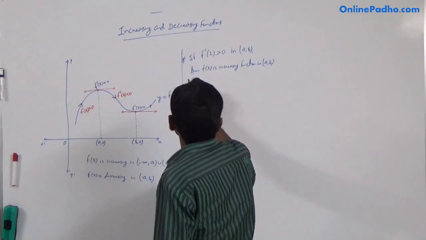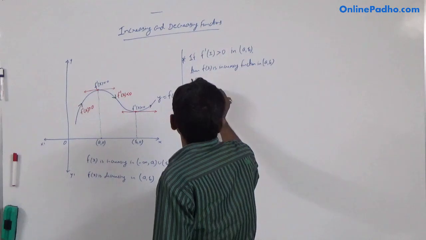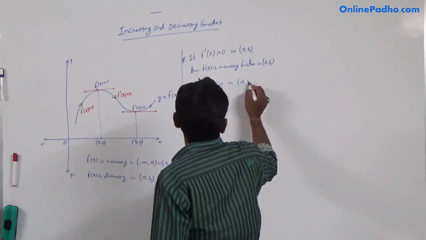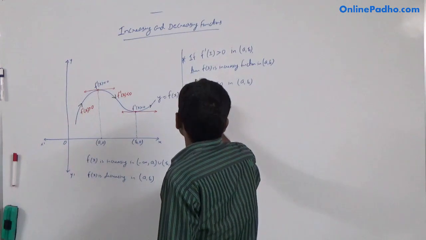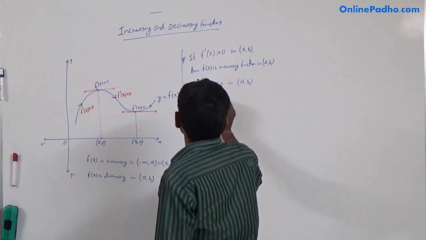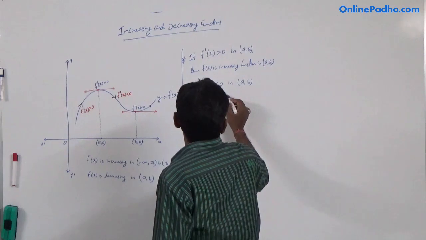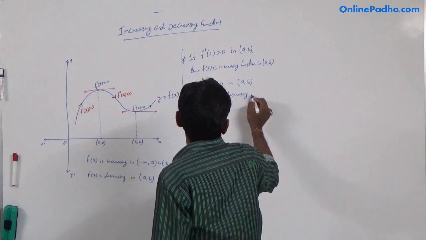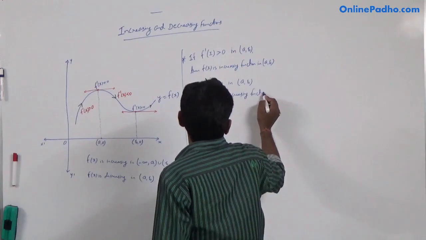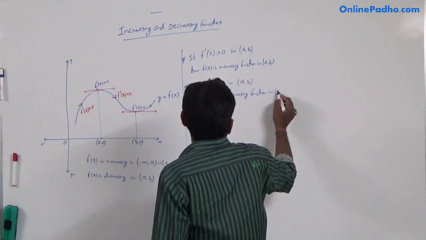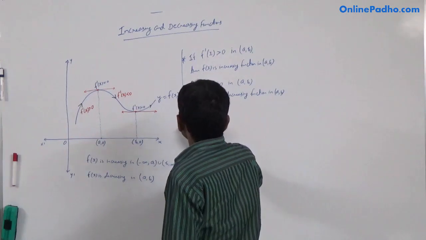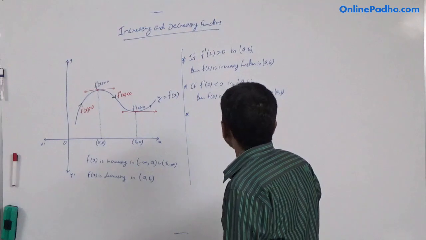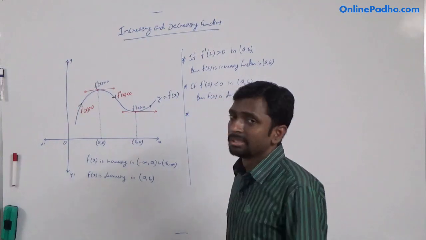And for decreasing, if f'(x) is less than 0 in a to b, then f(x) is a decreasing function in the interval a to b. And if f(x) is neither only increasing nor only decreasing, that is a monotonic function in some interval.